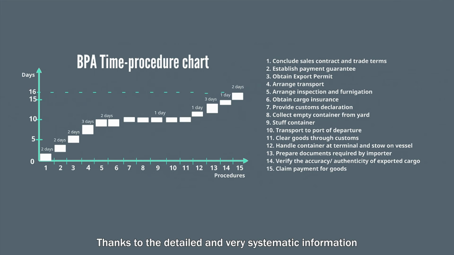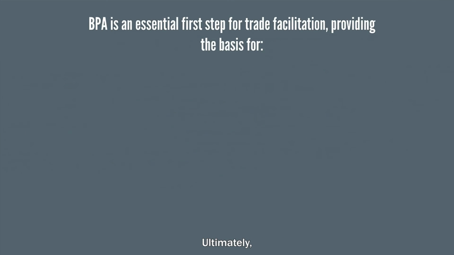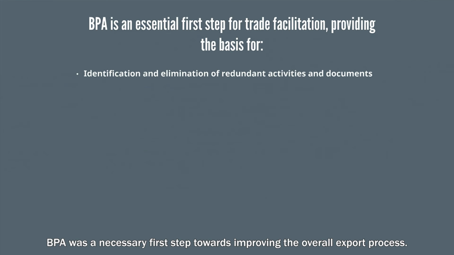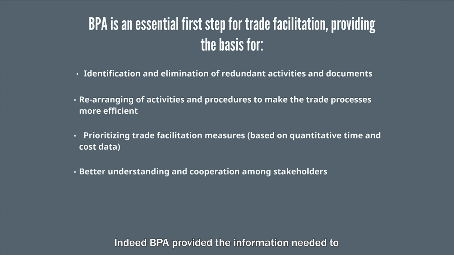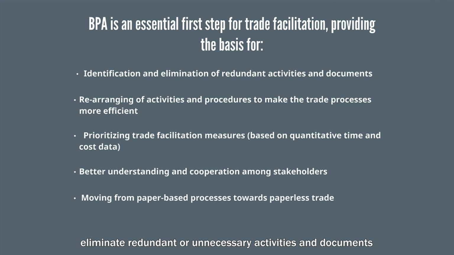Thanks to the detailed and very systematic information collected through the BPA on each of the as-is existing procedures, the main bottlenecks could be identified and a to-be process could be proposed. Ultimately, BPA was the necessary first step towards improving the overall export process. Indeed, BPA provides the information needed to eliminate redundant or unnecessary activities and documents, rearrange activities to make the overall trade process more efficient, and also to move from paper-based processes towards paperless trade. BPA also provides the information to prioritize trade facilitation reforms based on quantitative time and cost data.